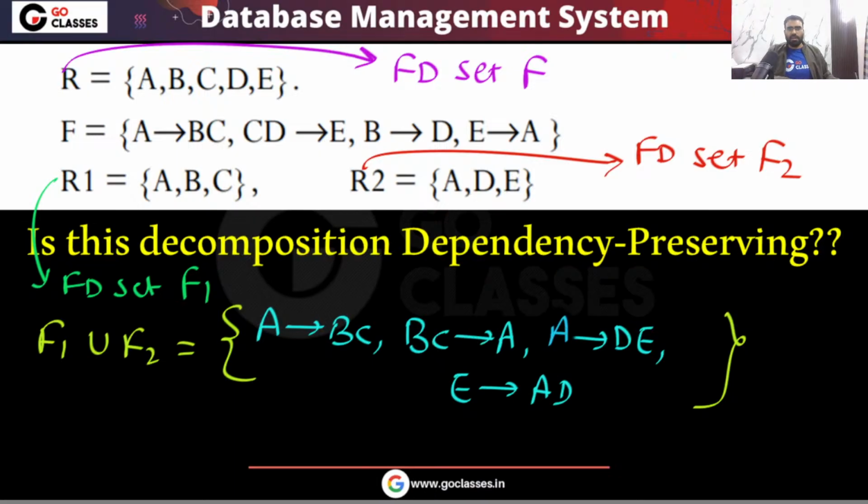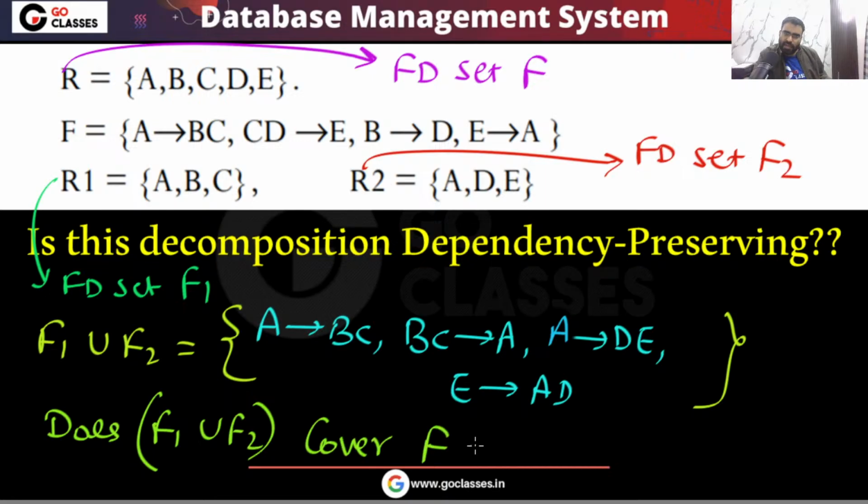Now let's see. Now what you check? You check, does F1 union F2 cover F? This is what we need to find out. Does F1 union F2 cover F? So let's see. Does F1 union F2 cover every FD of F? For example, A determining BC. Is this FD covered? Yes, this FD is covered. You can see this A determining BC is covered by F1 union F2.